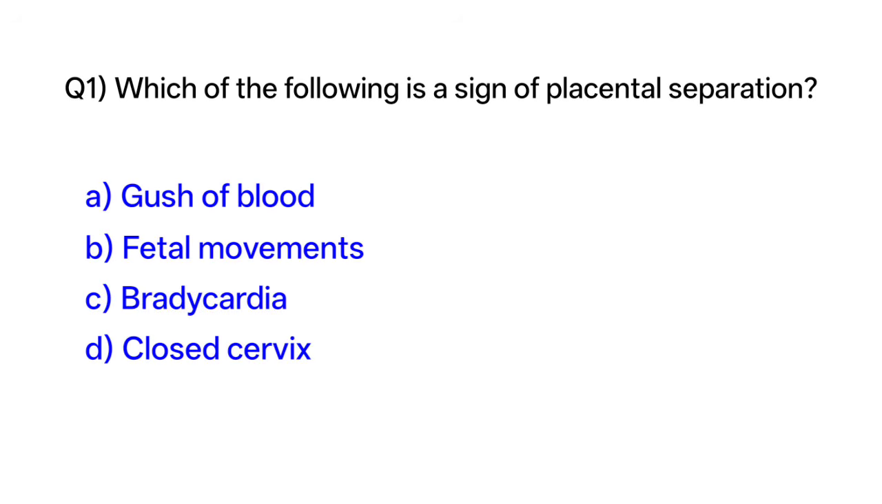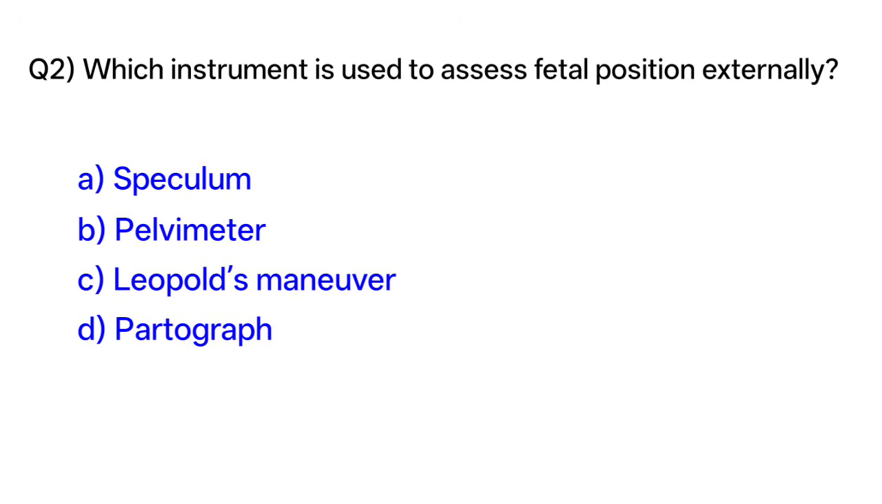Question number 1. Which of the following is a sign of placental separation? The correct option is A. Gush of blood. Question number 2. Which instrument is used to assess fetal position externally? The correct option is C. Leopold's maneuver.